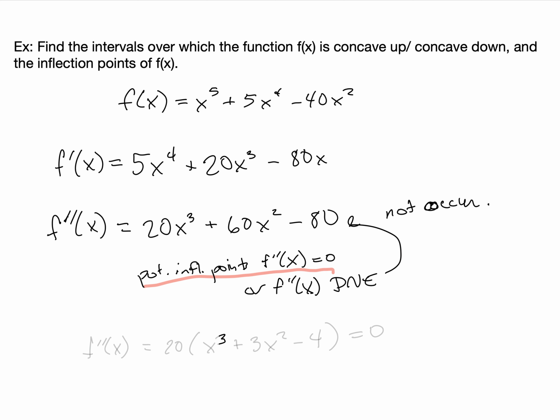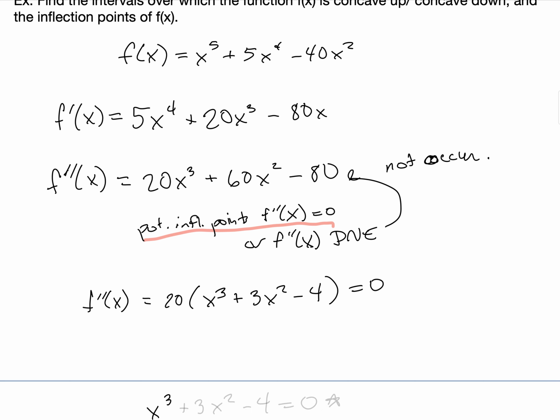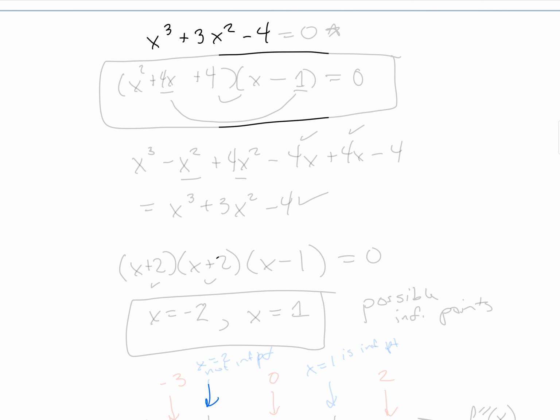So we can factor out a 20 from f double prime of x. We've got 20 times x cubed plus 3x squared minus 4 is equal to 0. So now we've got a trinomial. When is it true that x cubed plus 3x squared minus 4 equals 0? I won't ask you to factor trinomials, but let's go for it here. So this would have to factor into x squared plus or minus some stuff times an x plus or minus some stuff. We would also need a 4 and a 1 to be our last terms.